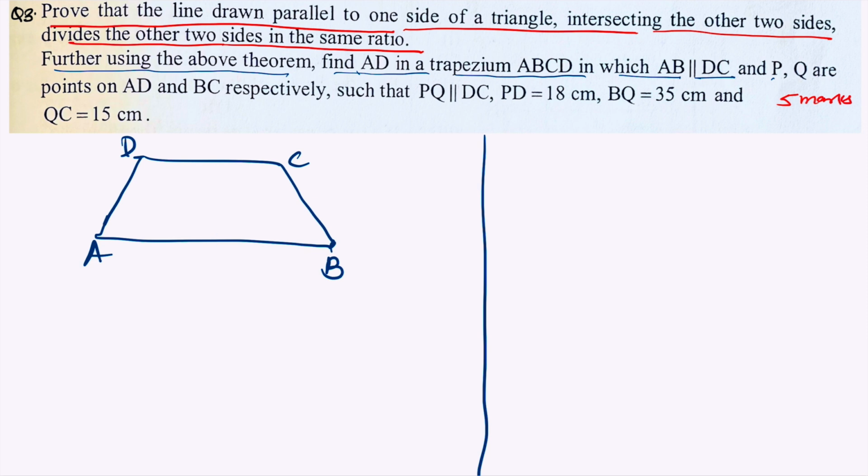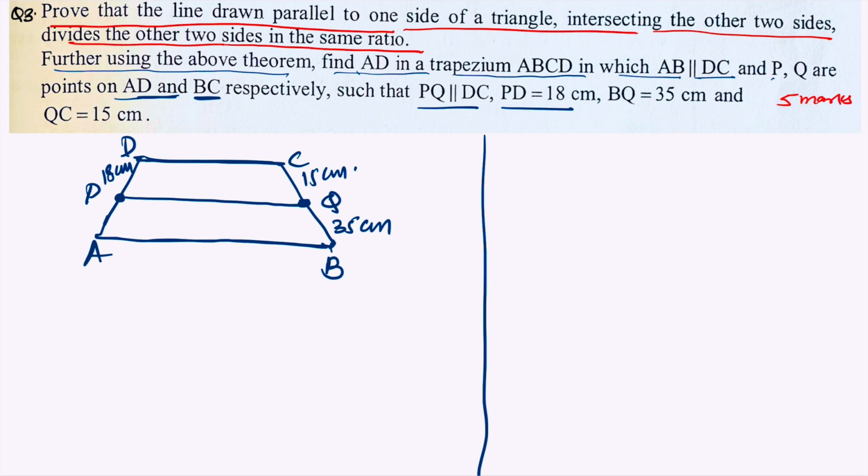Okay, and it is saying that P and Q are points on AD and BC. Let's say this is P and this is Q, such that PQ is parallel to DC. So if we join PQ, then it will be parallel to DC, and if it is parallel to DC, then it will also be parallel to AB. PD is given 18 centimeter. BQ is given 35 centimeter. And QC is given 15 centimeter. Now what we have to find is AD, on this side.